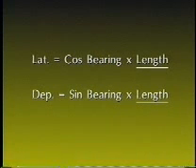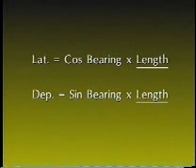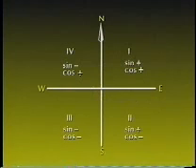Currently, the computation of latitudes and departures is seldom required for surveying applications. However, there are instances where being able to compute station coordinates using this method may prove beneficial. You should be familiar with the following formulas. The latitude of a line is equal to the cosine of the bearing times the length of the course. The departure of a line is equal to the sine of the bearing times the length of the course. It is also necessary to keep track of the algebraic sign of the quadrant the bearing is in.